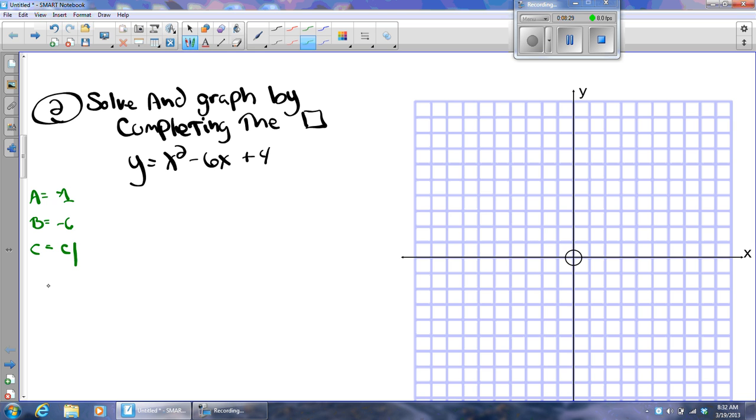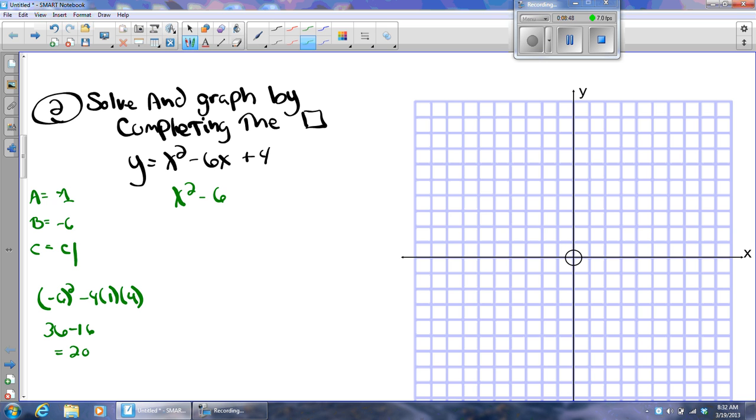All right, so b squared, negative 6 squared, minus 4 times 1 times 4 again. Looks like I'm going to get 36 minus 16, which is going to equal 20. I'm going to get two solutions on this one. So now I'm going to complete the square.